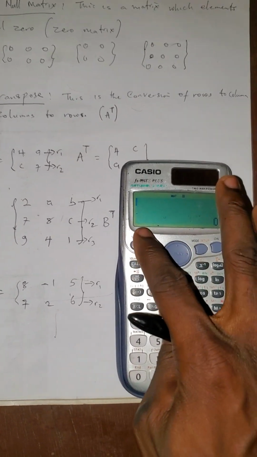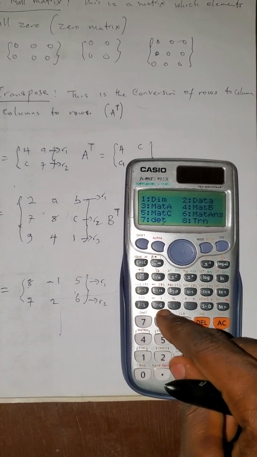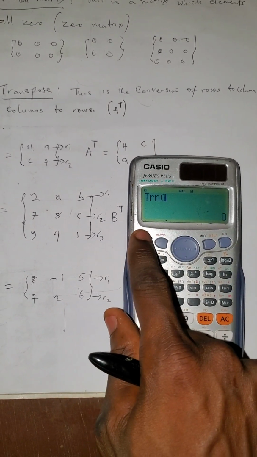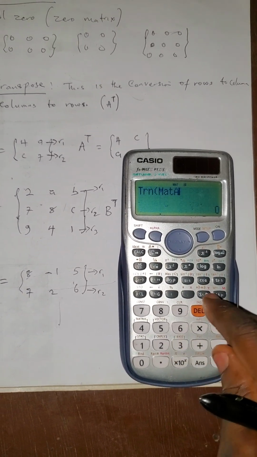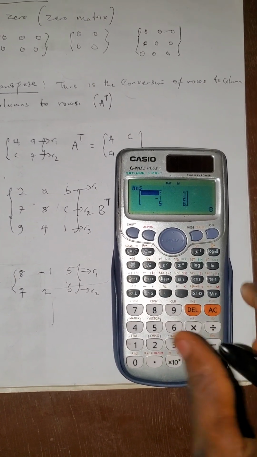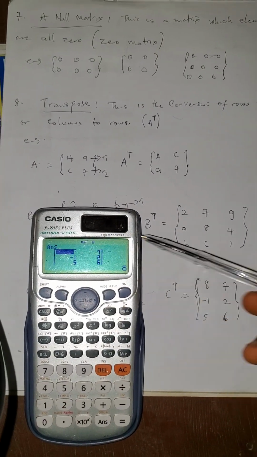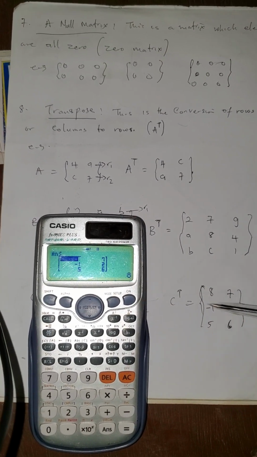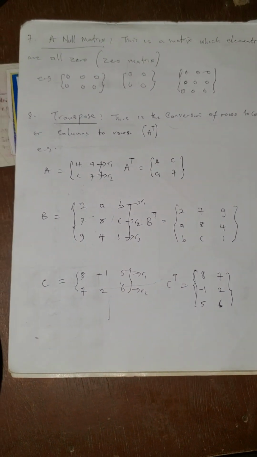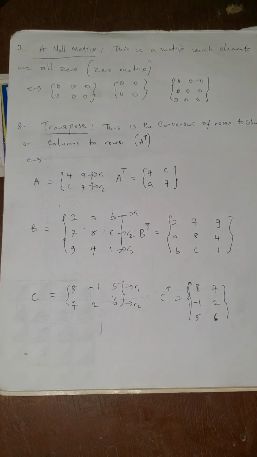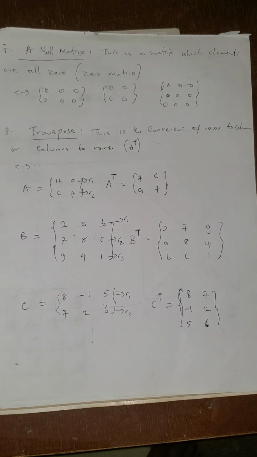So the transpose of this, you'll be using shift, matrix here. And transpose is number 8. Still press shift, matrix here, you know we use number 3. So transpose of matrix A, press equals. What do you have? You have 8, 7, minus 1, 2, then 5, 6. So this is how to do the transpose on the calculator. So now, the next aspect, number 9.